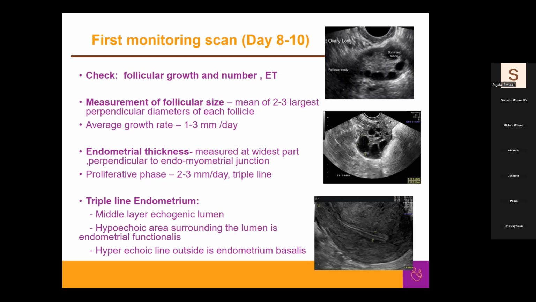Triple line endometrium means, like in this picture, the center part is basically the middle layer, the echogenic lumen, and around it is the hypoechoic area. Like we can see, this is the hypoechoic area surrounding the lumen, the endometrium functionalis, and the outermost is basically the hyperechoic line, which is the endometrium basalis, from where the endometrium regenerates. So this is how a triple line endometrium pattern is visible.